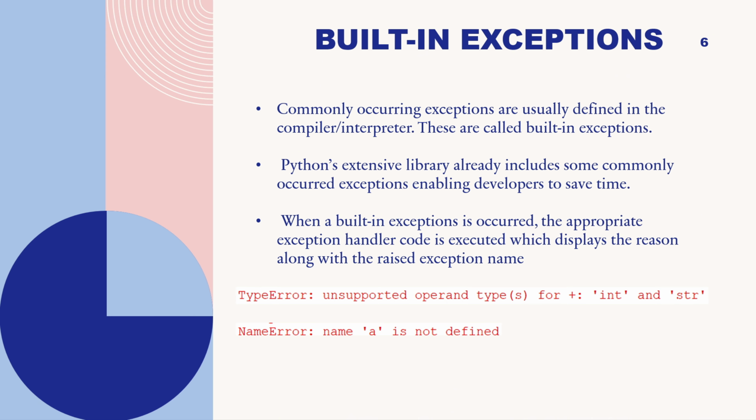Our next topic is built-in exceptions. Commonly occurring exceptions are usually defined in the interpreter. These are called built-in exceptions. Python has an extensive library which already includes some commonly occurring exceptions, which helps to save the time of developers like us. As stated on your screen, when a built-in exception occurs, the appropriate exception handler code is executed, which displays the reason along with the raised exception name. We will learn deeply about this in our next videos. Here you can see an example for the name error.